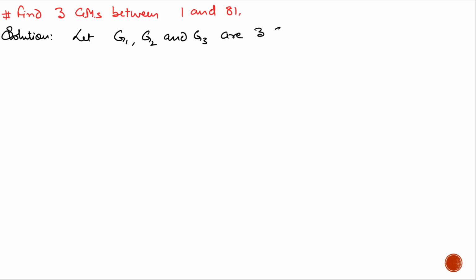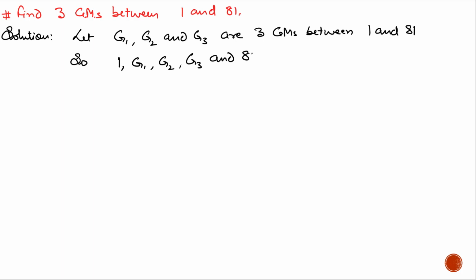So when we insert geometric means between numbers, it becomes a GP. So 1, G1, G2, G3 and 81 are in GP. 1 is the first term, G1 is the second term, G2 is the third term, G3 is the fourth term and 81 is the fifth term. So here A equals 1 and the fifth term is 81.